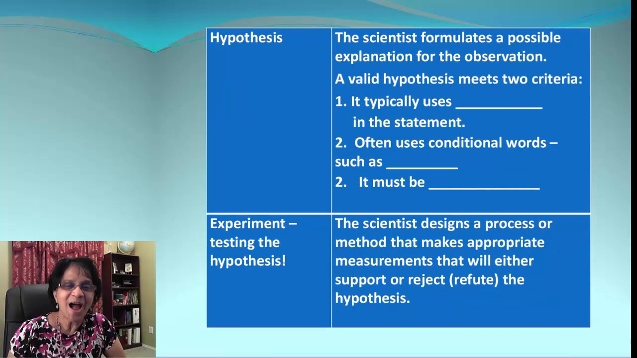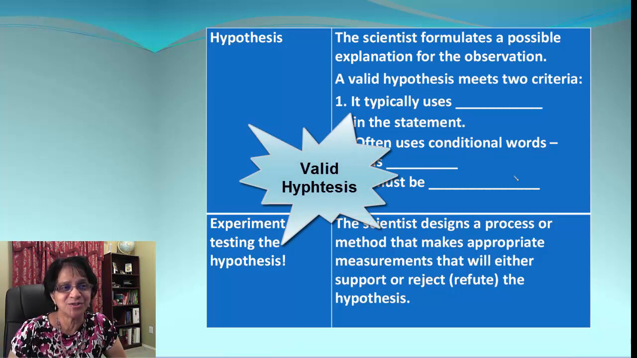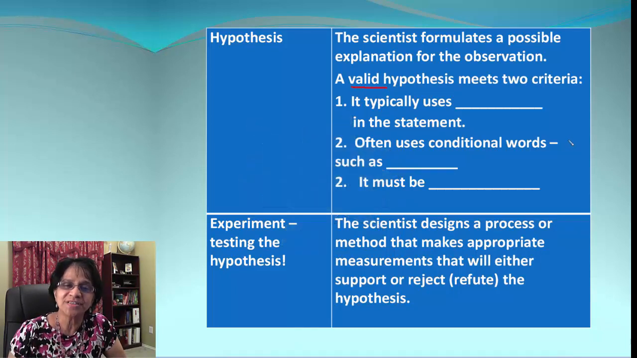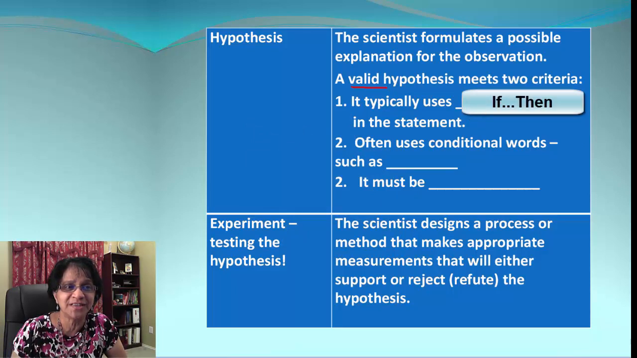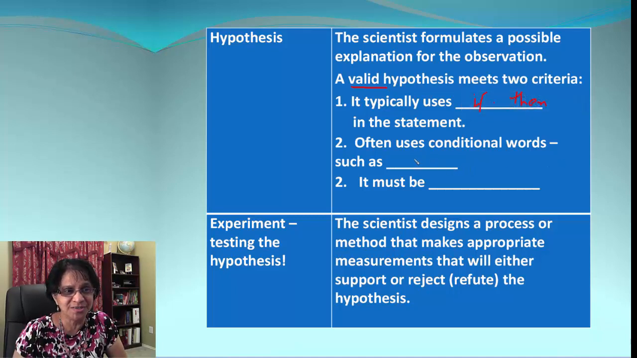Moving on, hypothesis. At this point, the scientist decides to come up with a hypothesis. A hypothesis has to be, again, a valid hypothesis. How do we know that a hypothesis is a valid hypothesis? Typically, if it consists of if, then, pretty sure it will be a valid hypothesis. Also, there are some conditional words we can use, and those could be may, could, or might. The bottom line is a hypothesis must be testable.